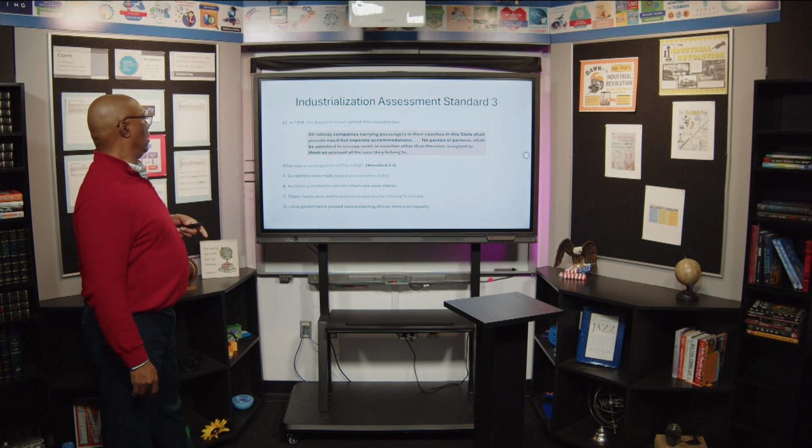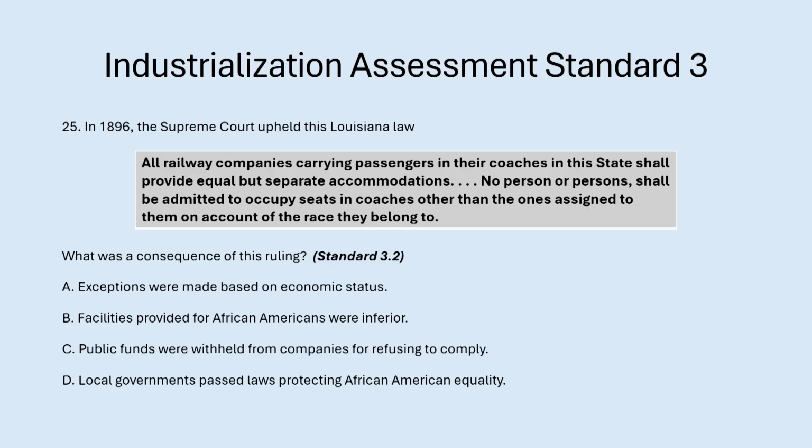All right, in 1896, the Supreme Court upheld this Louisiana law: All railway companies carrying passengers in their coaches in this state shall provide equal but separate accommodations. No person or persons shall be admitted to occupy seats in coaches other than the ones assigned to them on account of the race they belong to. What was the consequence of this ruling?